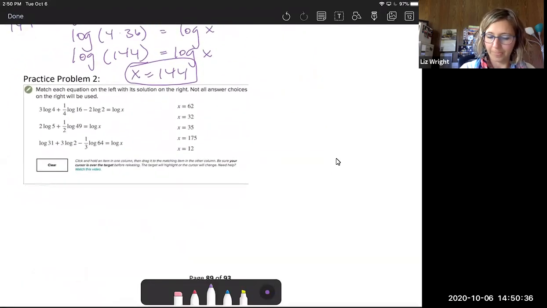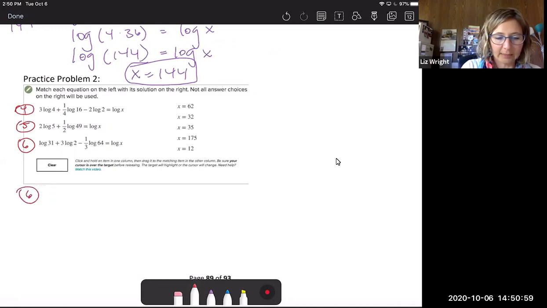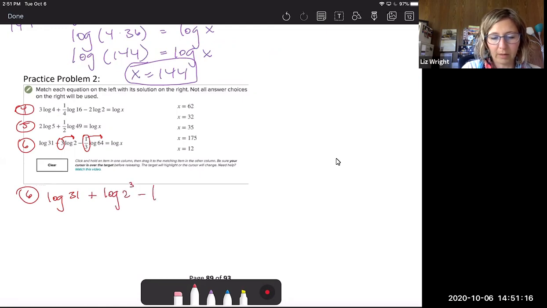Let's try one down here, though. So we're going to call this one 4, 5, and 6. Which one looks like a harder one? Maybe the last one? Let's try that one. I'm going to try number 6. So number 6, we've got log of 31 plus, I'm going to go ahead and move these up because I know that's my next step anyway. So we've got plus log of 2 to the 3rd minus log of 64.